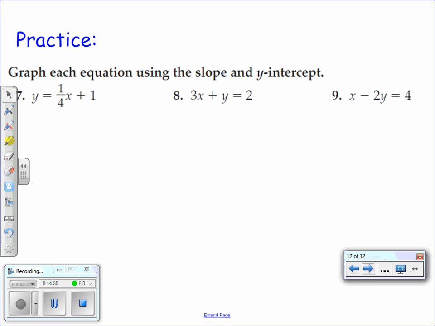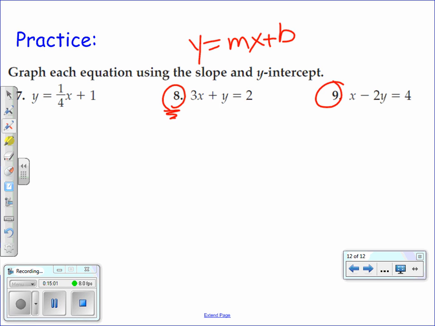All right, here are 3 practice problems for graphing an equation using the slope and the y-intercept. Don't forget that in problems like number 8, you have to put it in slope-intercept form. You can't do it without doing that. So I'll be looking to make sure that you've changed this problem into that form and this problem into that form before you actually figure out what is your slope and what is your y-intercept. And then you'll graph it.